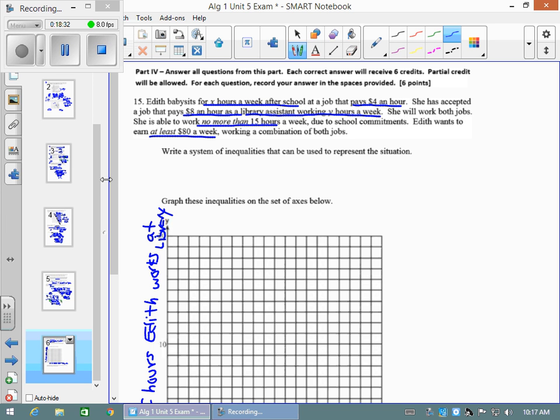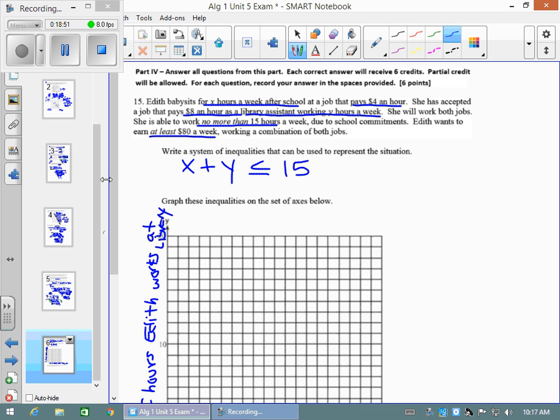If I take X hours, the number of hours she works babysitting, plus Y hours of working as a library assistant, it could be no more than 15 hours, so she has to have less than or equal to 15 hours a week. That's our first inequality. The second inequality means she wants to make at least $80 a week.